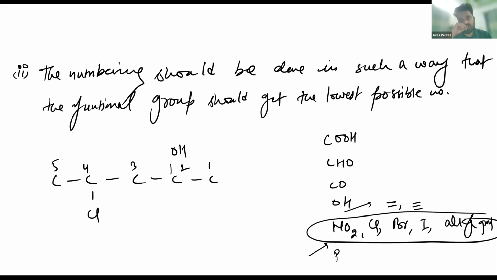Got it? Yes, sir. Karishma, Abdullah, you got it? Yes, sir. So the numbering should be done in such a way that the functional group gets the lowest possible number. Have you noted this? Yes, sir.